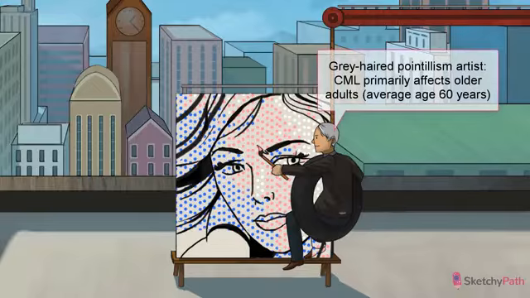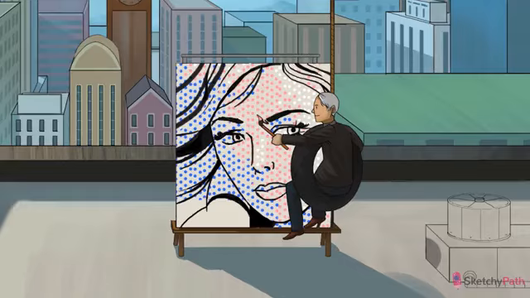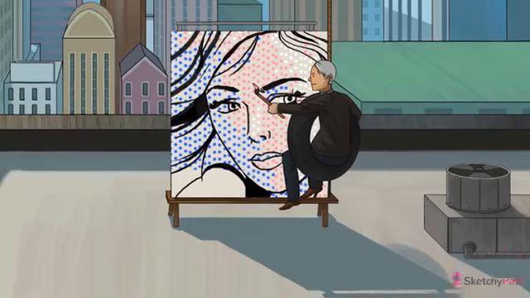AML and CML do have an important thing in common. They both occur in older adults. The average age of presentation is about 60. Exposure to ionizing radiation is the only known risk factor for CML. So once again, look for that atomic bomb survivor or that wayward radiology tech.